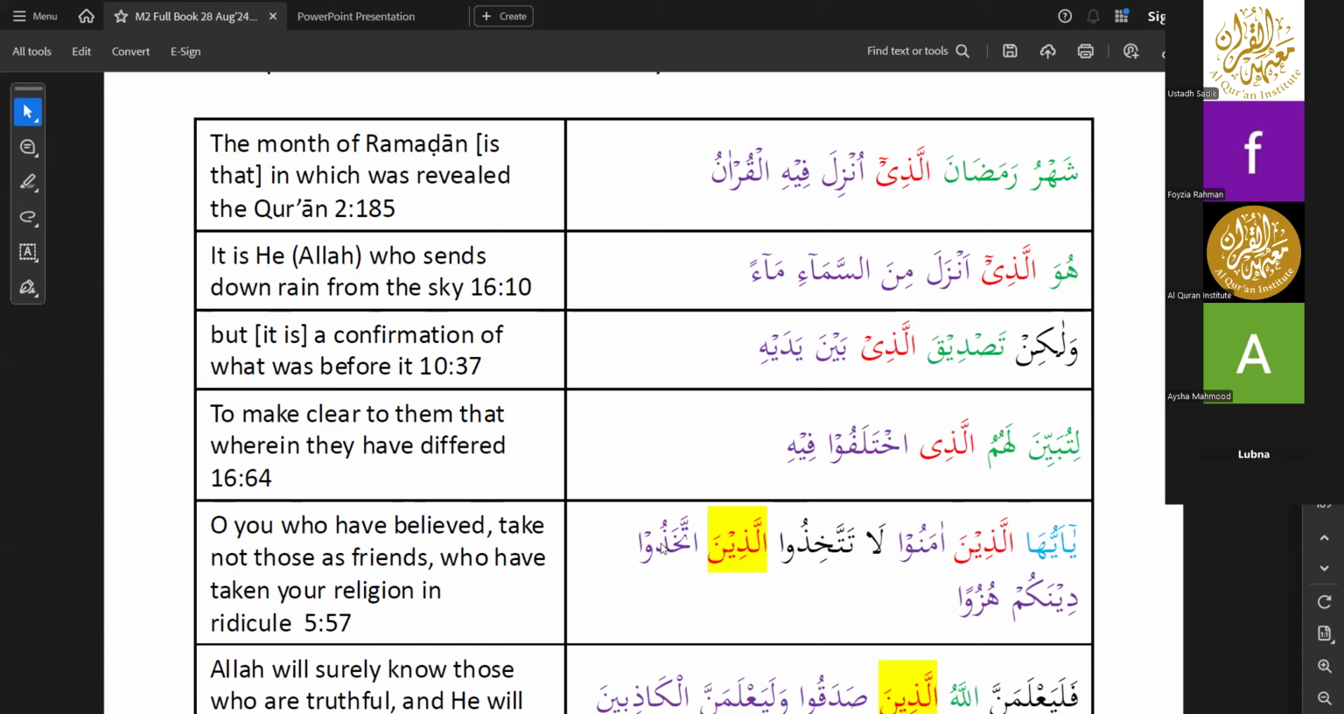Silatul Mawsul is unzila fihi al-Qur'an. The connector is alladhi. Yes, alladhi is connecting both to the antecedent and to the Silatul Mawsul. I think you can phrase it a different way rather than me saying it.